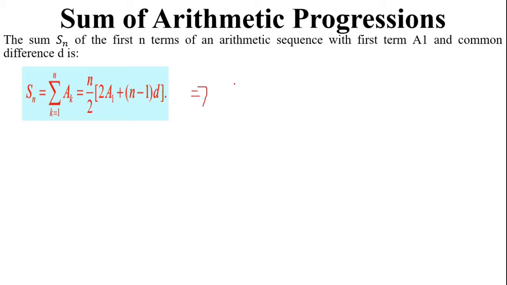So Sn, the sum of n terms, can also be calculated as n over 2 times twice a1, that is a1 plus a1, plus n minus 1 times d.